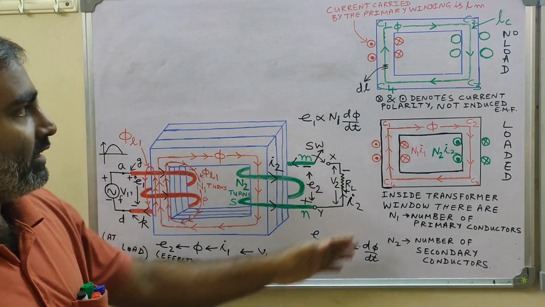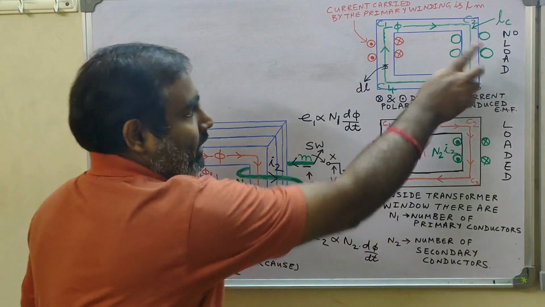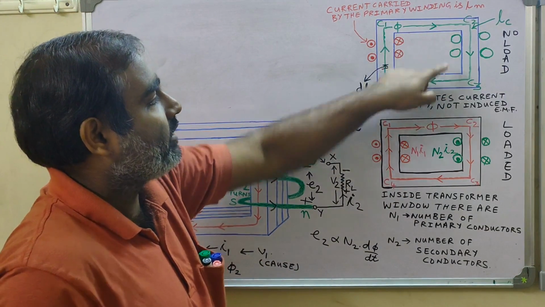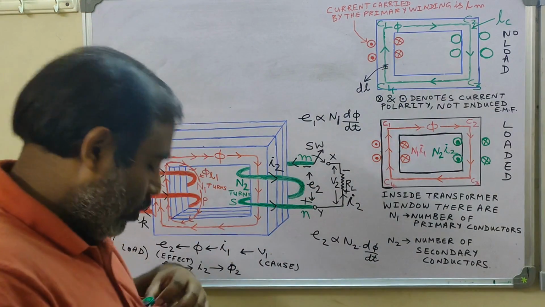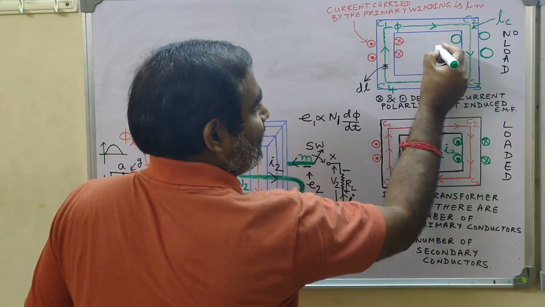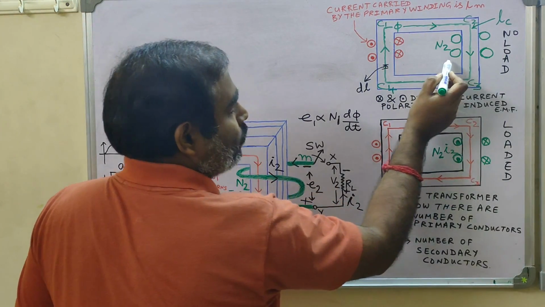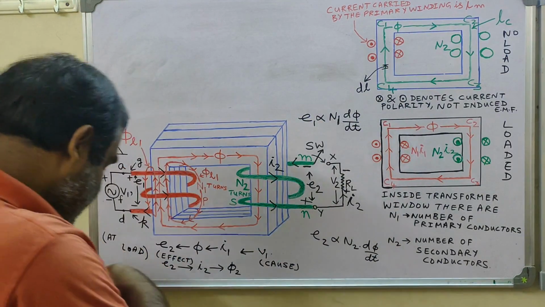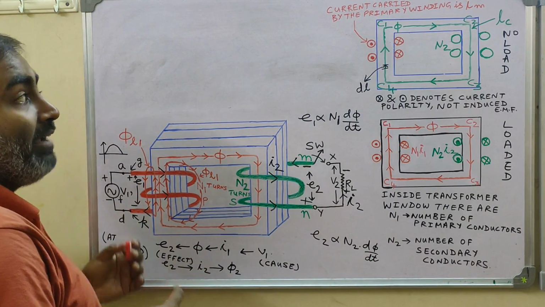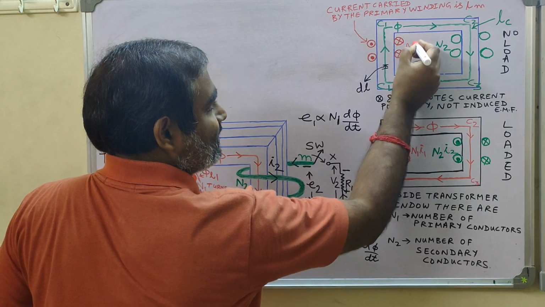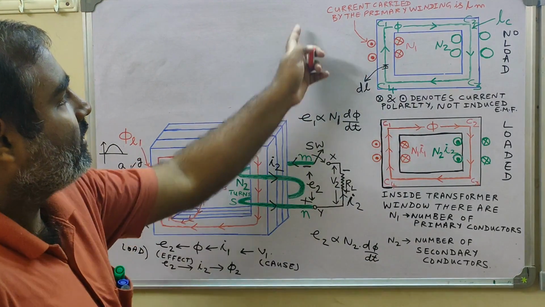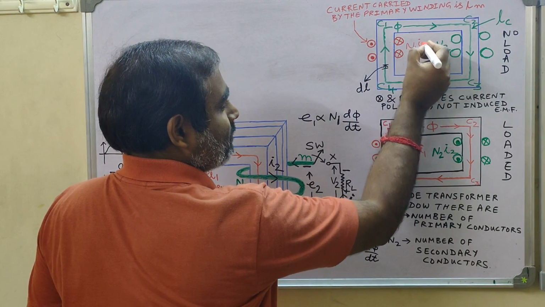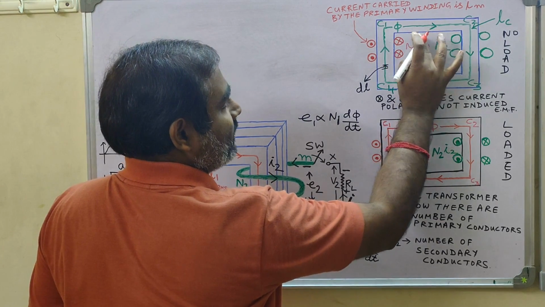So what is the current enclosed by the closed path C1, C2, C3, C4 in case the transformer is not loaded? That means no load condition, so this switch SW is open, so the secondary coil will not carry any current. The secondary coil has N2 number of conductors in the transformer window, and likewise there will be N1 number of primary conductors in the transformer window. But what is the current carried by the primary winding? At no load, the current carried by the primary winding is Im, isn't it? So let me write it here, Im.